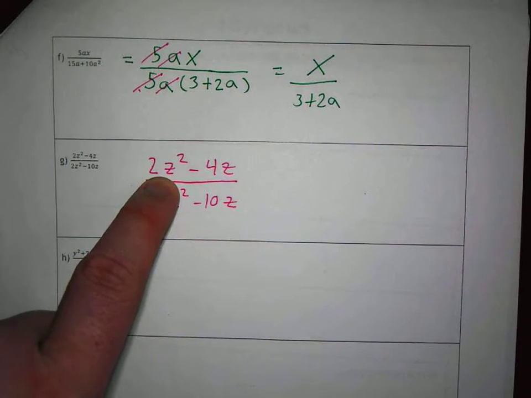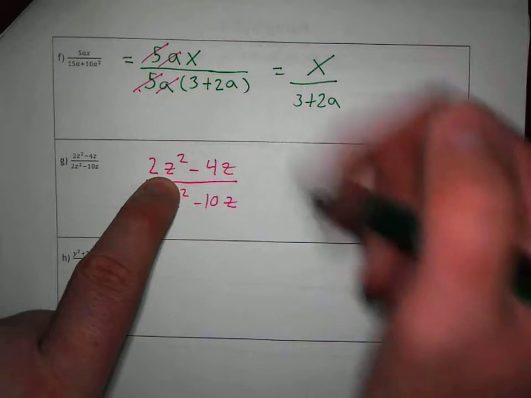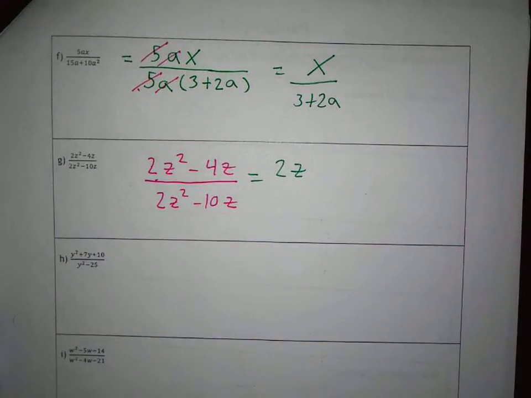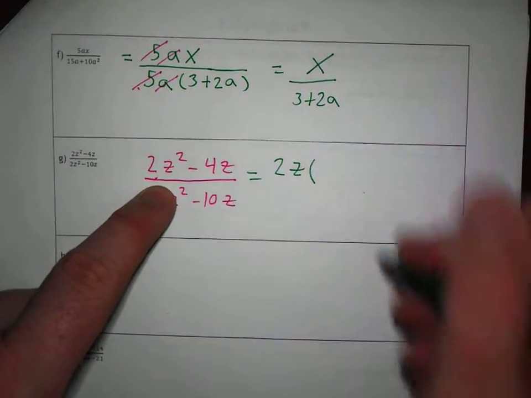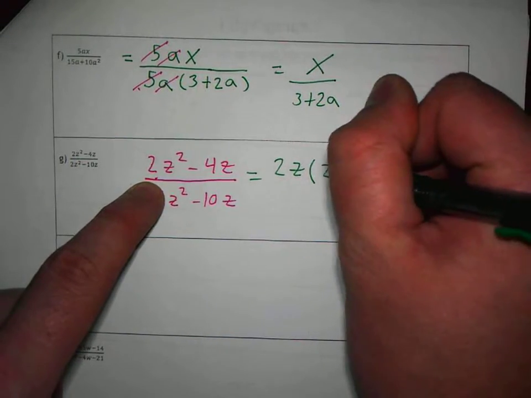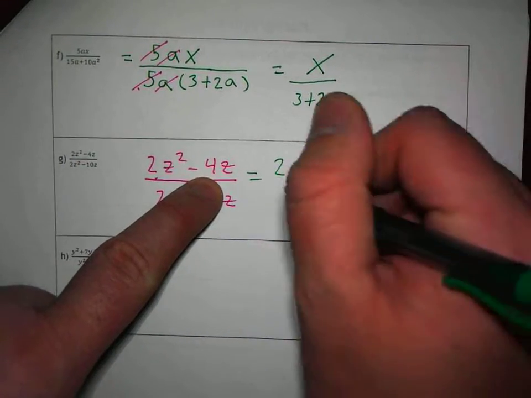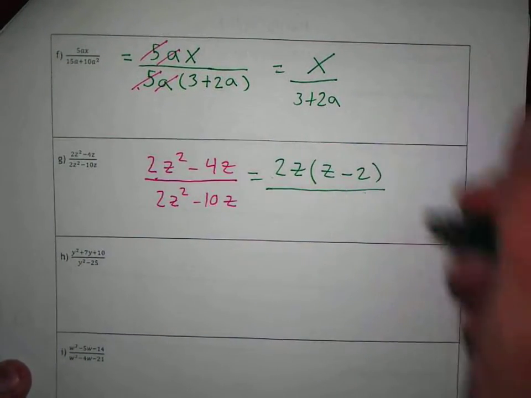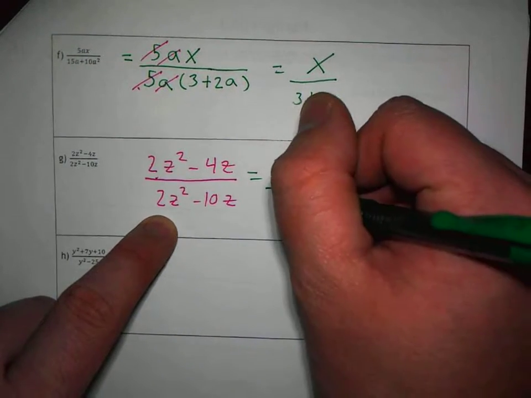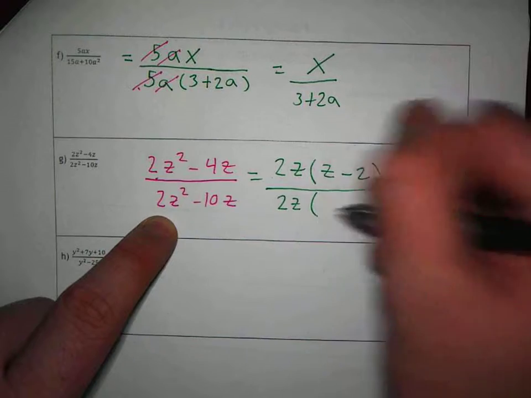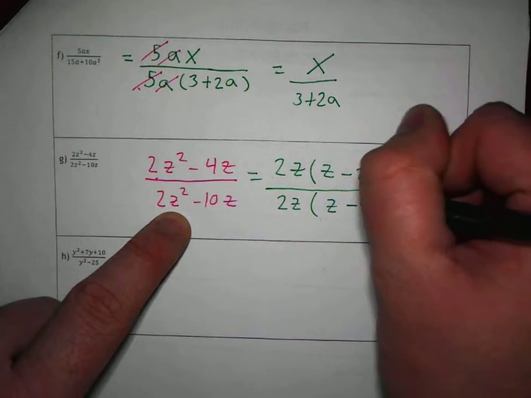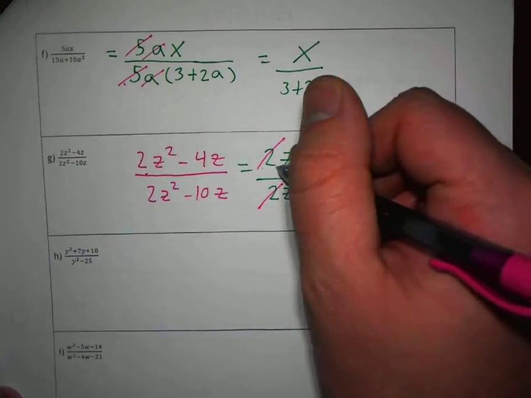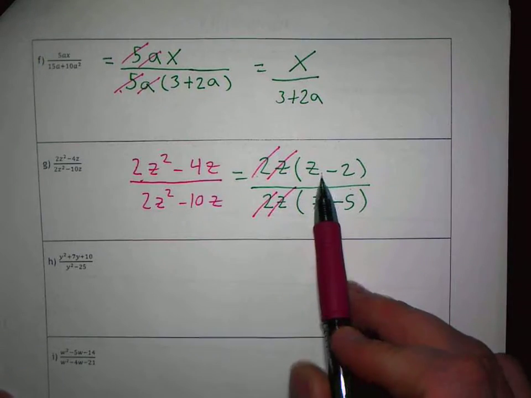So what is the GCF of 2z squared minus 4z? 2z, right? Now 2z are separate. You could do anything you want with those. But what's left would be what? Z minus 2. So z minus 2 is still joined together. 2 and z are separate. And then down here, what's the GCF? Another 2z, leaving z minus 5. So I could cross the 2 off. I could divide out the common factor z. And my answer is z minus 2 over z minus 5.